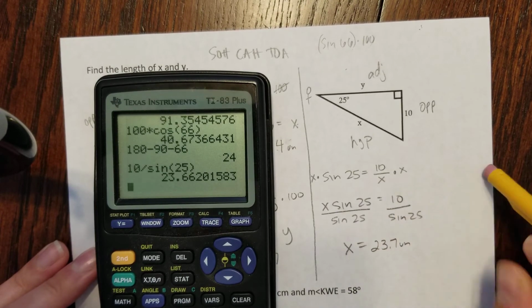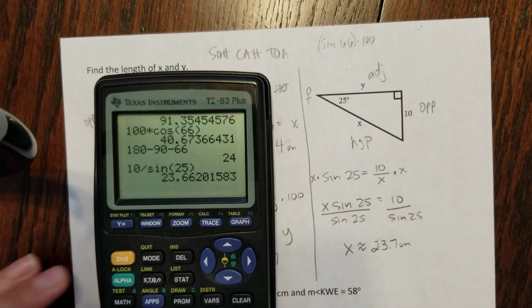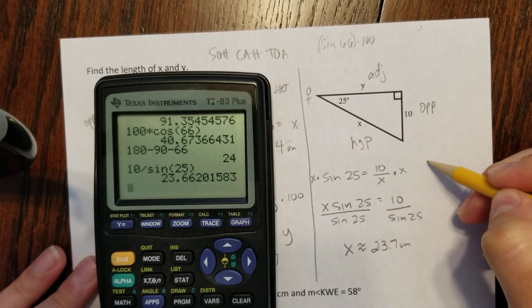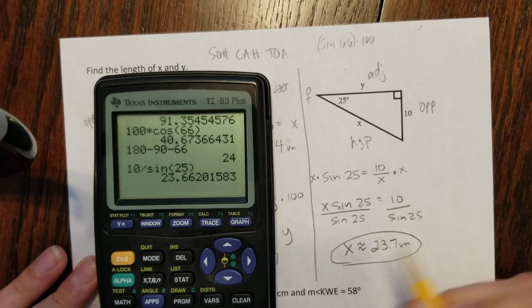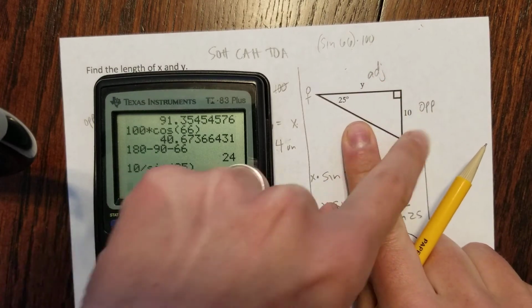How'd you do? Did you get it? I'm going to change my equal sign to approximate just because it's not the exact number. It's a rounded decimal. All right. If you haven't found y yet, go ahead and pause the video again and see if you can figure it out. So this time for y, I'm going to cover up hypotenuse, opposite and adjacent.